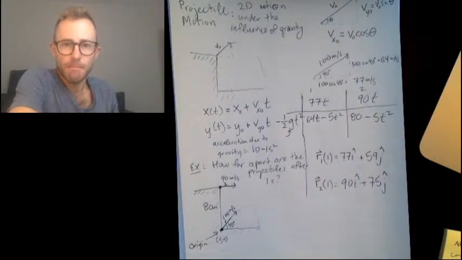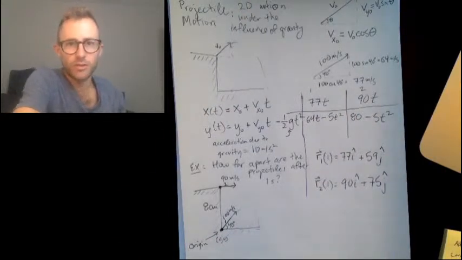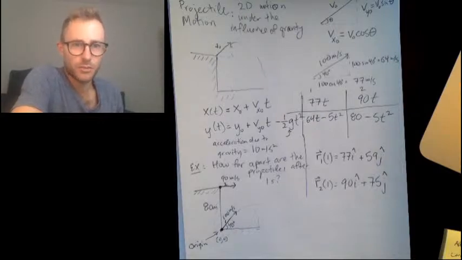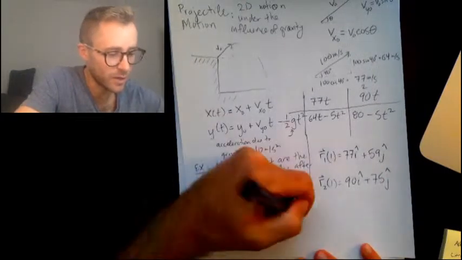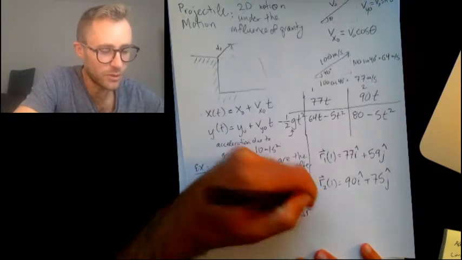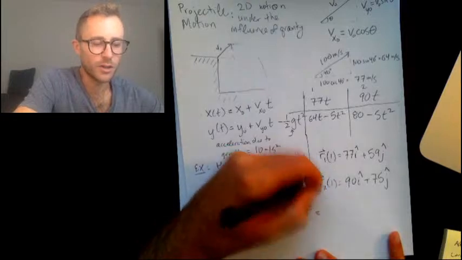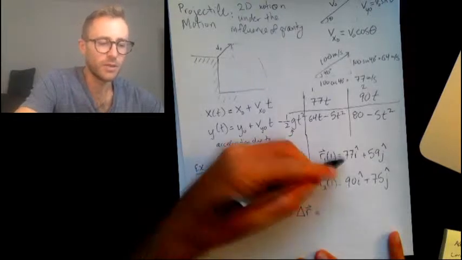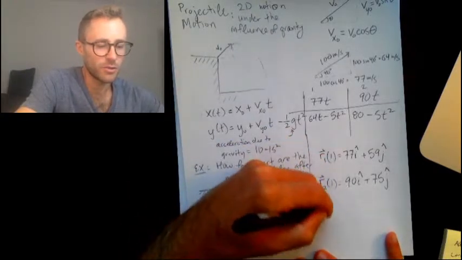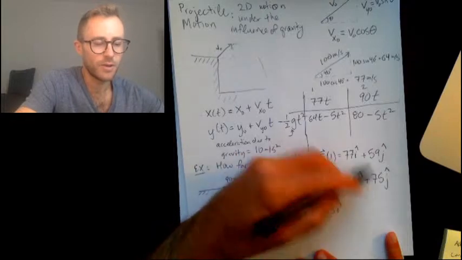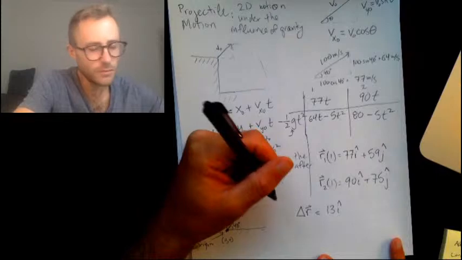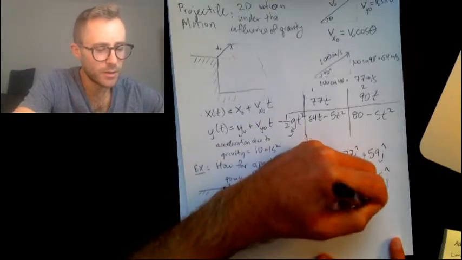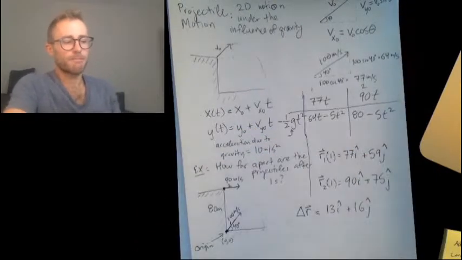So we have that. So what is going to be the vector that represents the separation between these two projectiles? Well, we have to subtract the two vectors, okay? So the delta R between these two, I'm going to do R2 minus R1. So it's going to be 90 minus 77 is 13i. 75 minus 59 is 16j. So this is the separation vector.